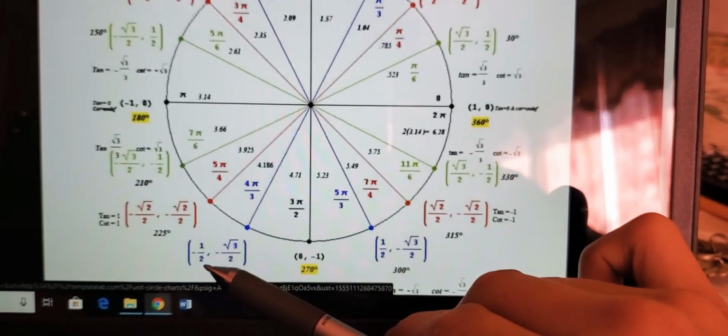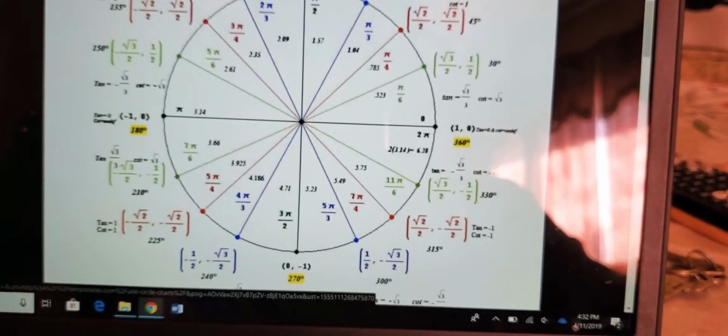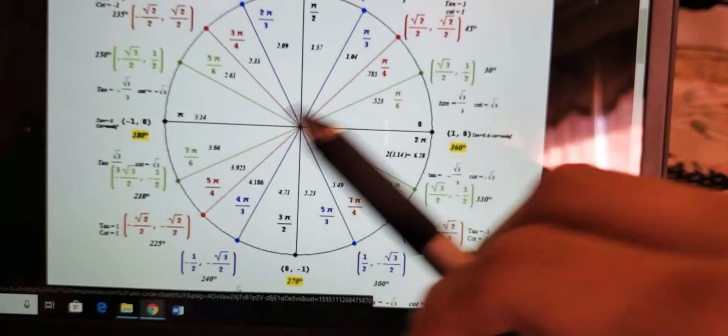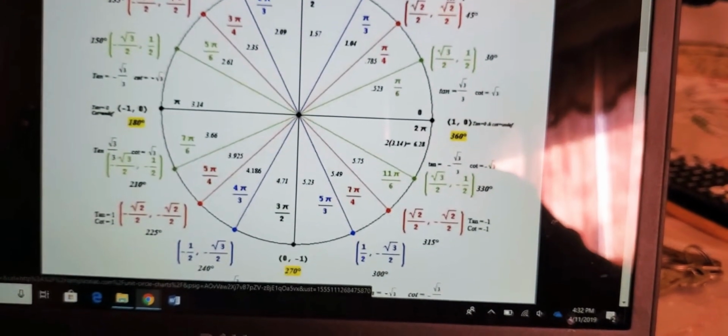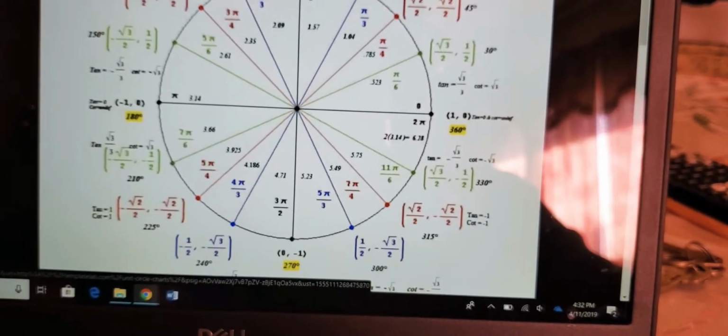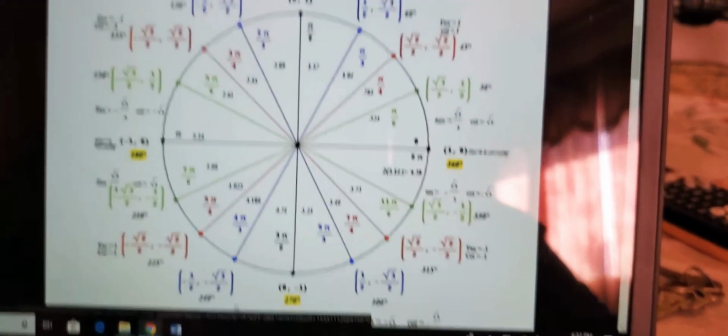This is my cosine, and this is my sine. And I'm looking for my cosine. So cosine will be negative 1/2. Negative 1/2. And that's it for that one specific.